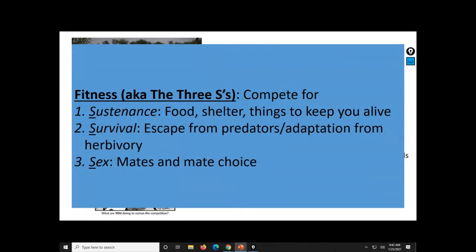Fitness can be more easily, in my opinion, defined as the 3 S's. So if a trait is going to confer fitness, it must belong in one of these 3 categories.